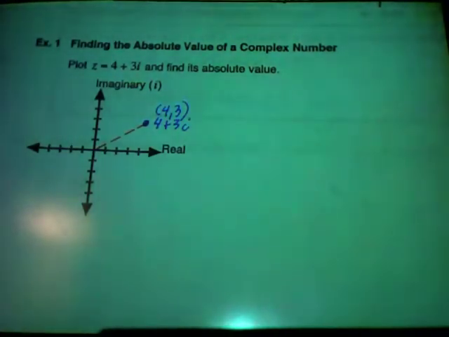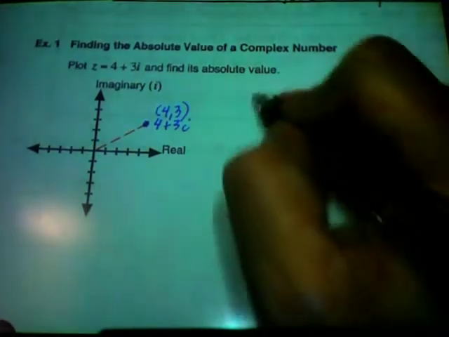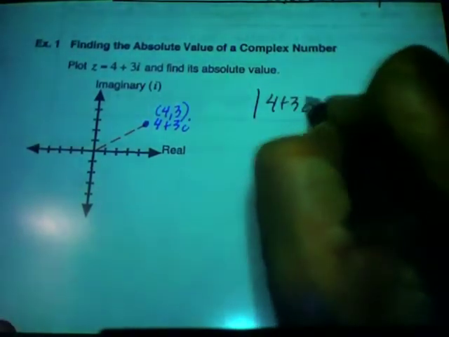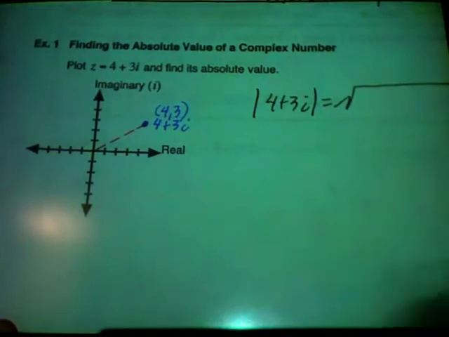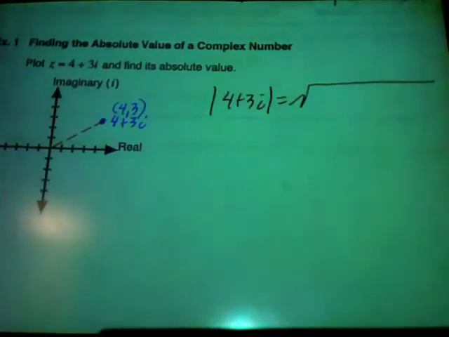So now you find the absolute value. You do it.